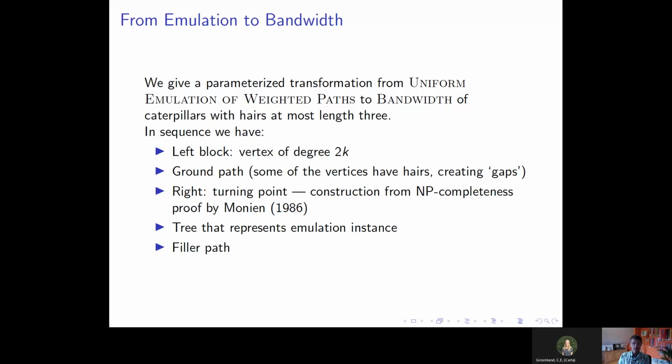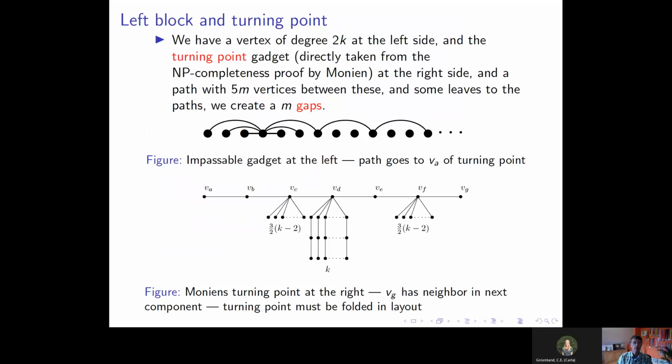Then at the right of the construction, we have the turning point. And this is a construction which is copied without any changes from the NP completeness proof by Monien. We use precisely the same gadget here. And then we have a tree which represents the emulation instance. And then we have a filler path. I'll sketch some of the details a little bit more here.